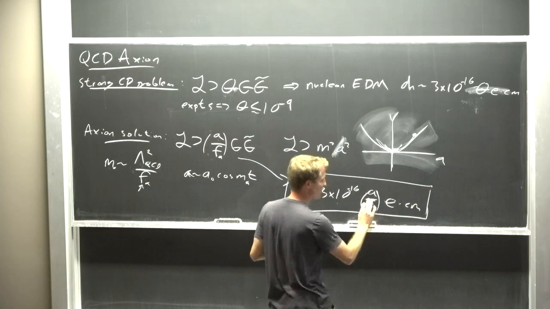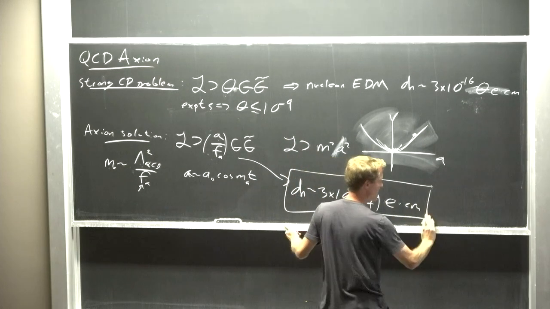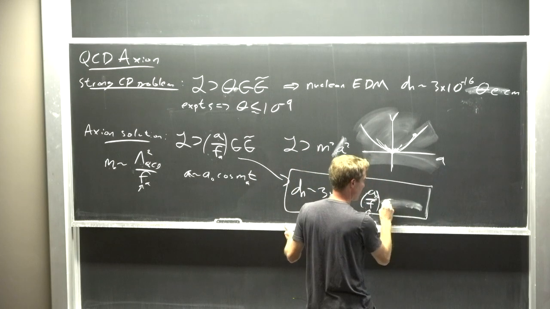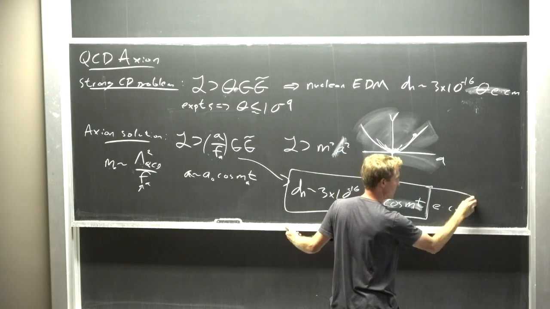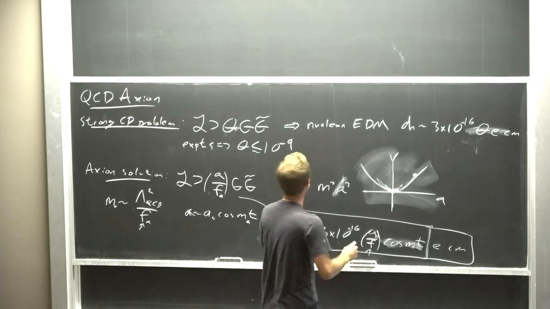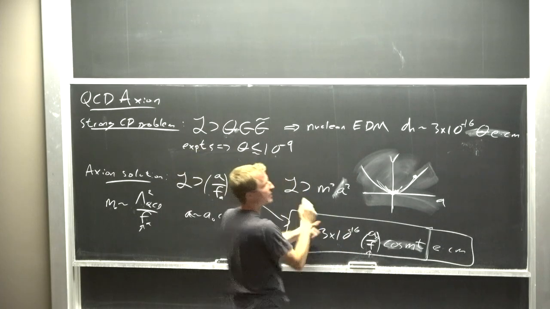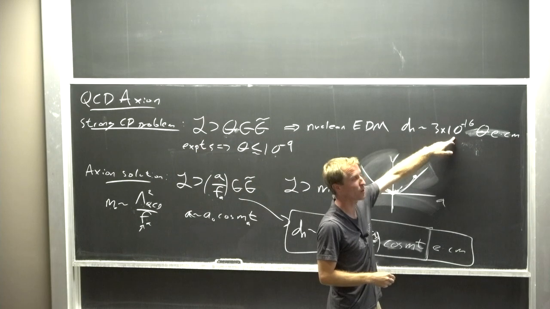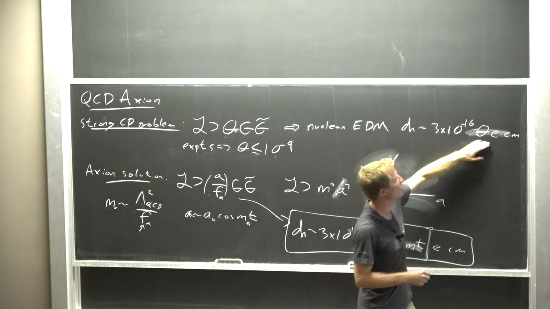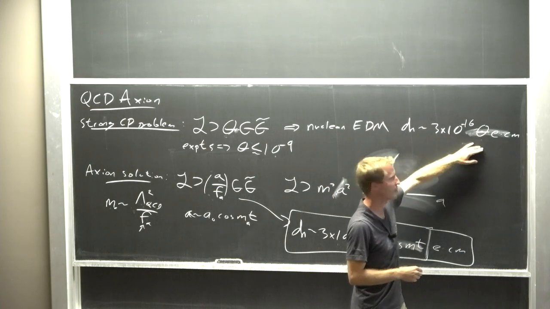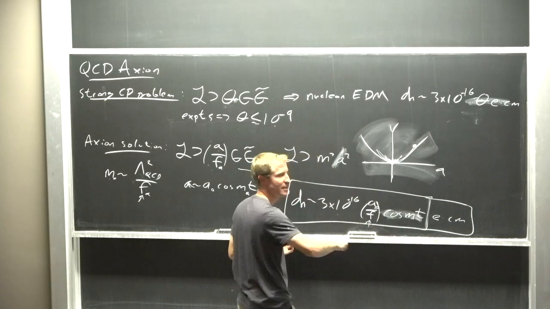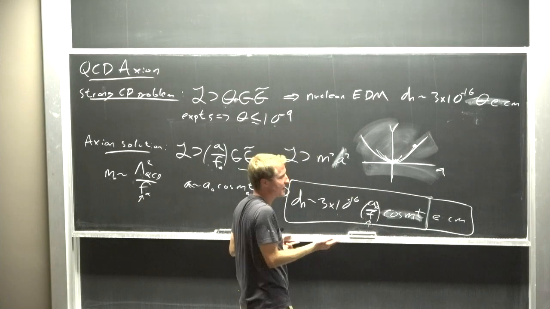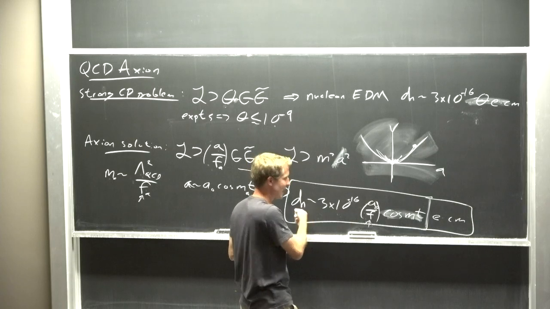So let me write this out again. This is A naught. No, sorry. The upper bound is this, so it's 10 to the minus 9 times 10 to the minus 16, so it's 10 to the minus 25. This is the result of a theory calculation. So if there's an axion, this is the EDM. So all our nucleons, if the axion is the dark matter, then all of our nucleons have this as their EDM.